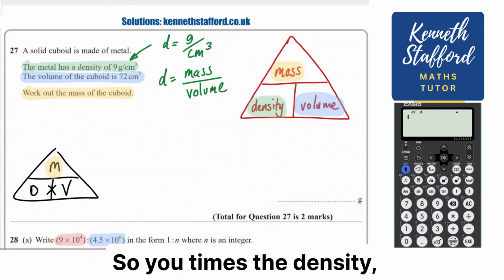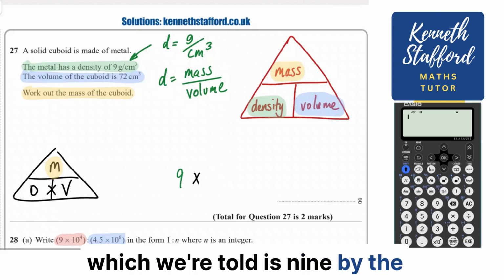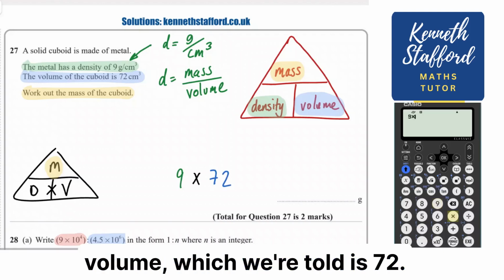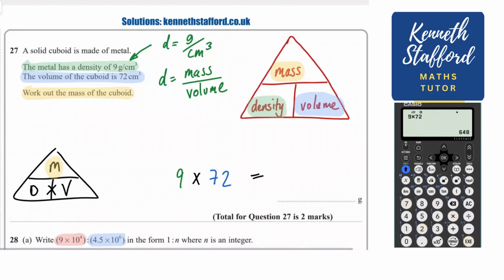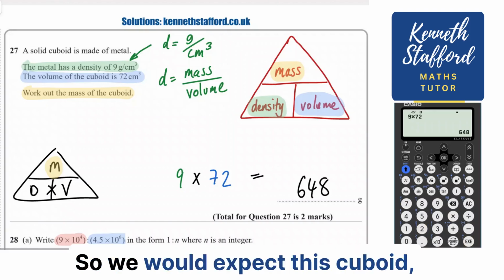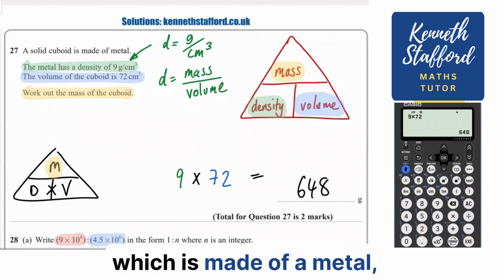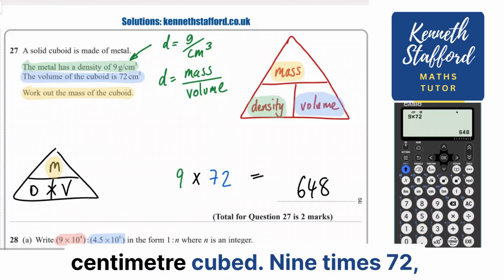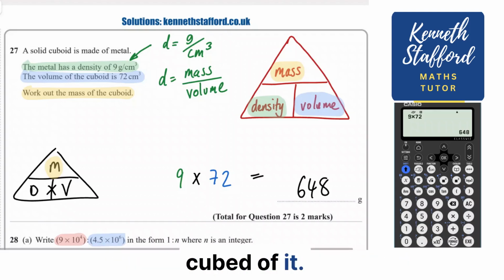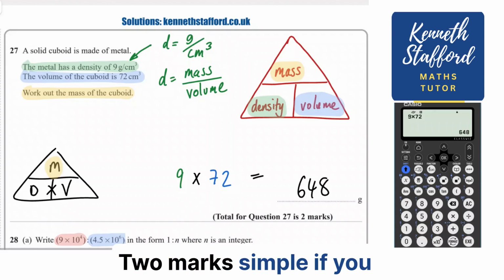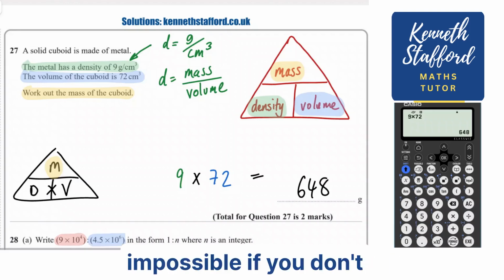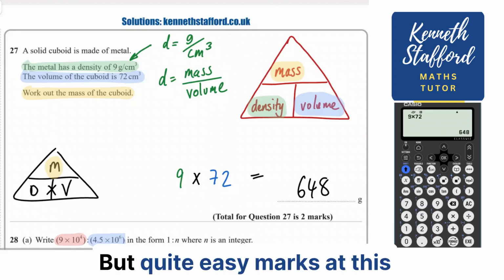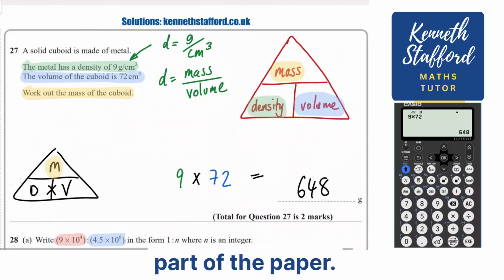So you times the density, which we're told is 9, by the volume, which we're told is 72. And 9 times 72 is 648 grams. So we would expect this cuboid, which is made of a metal, 9 grams for every centimeter cubed, 9 times 72, because we got 72 centimeters cubed of it. 2 marks. Simple if you know the formula, or you can interpret the formula. Impossible if you don't know what it means, but quite easy marks at this part of the paper.